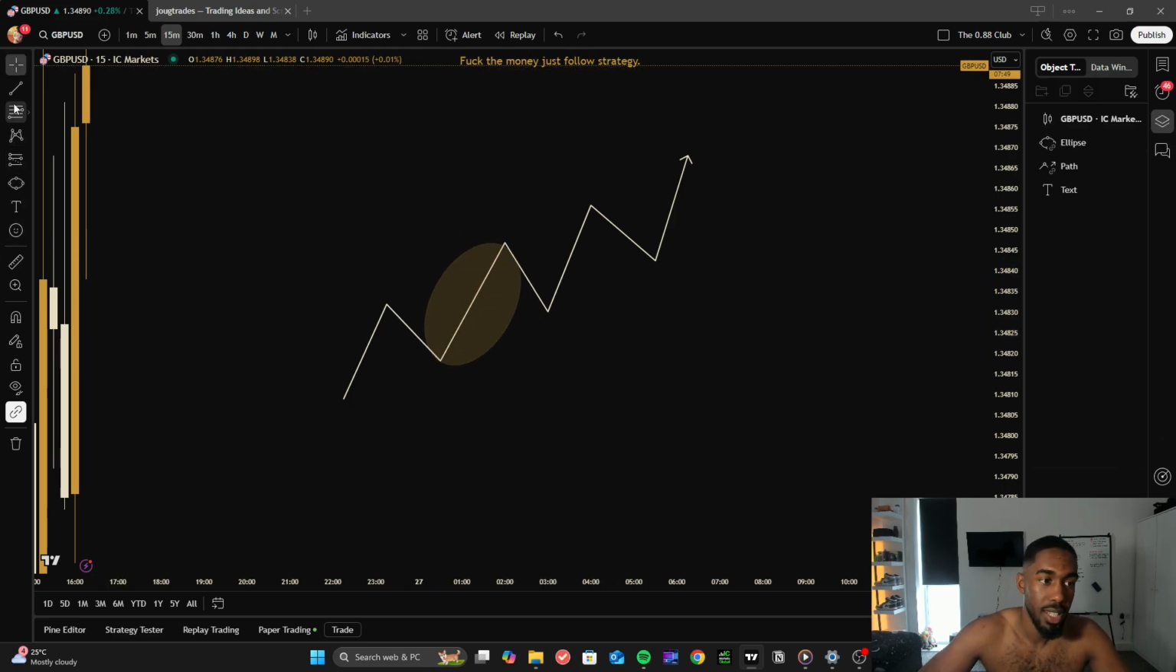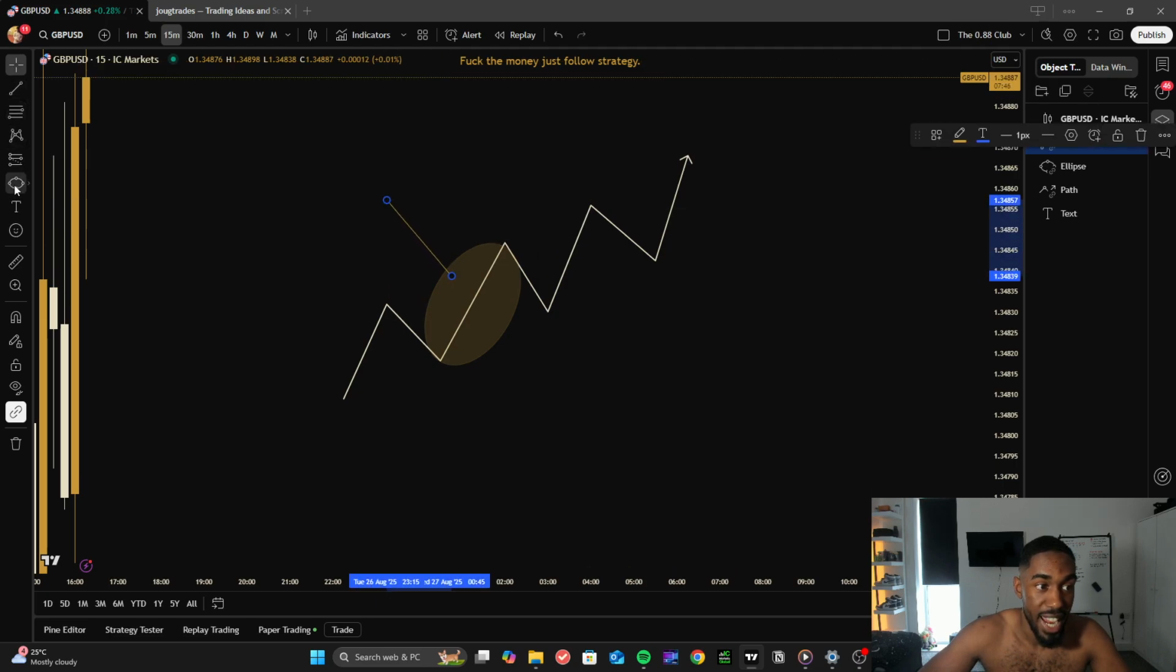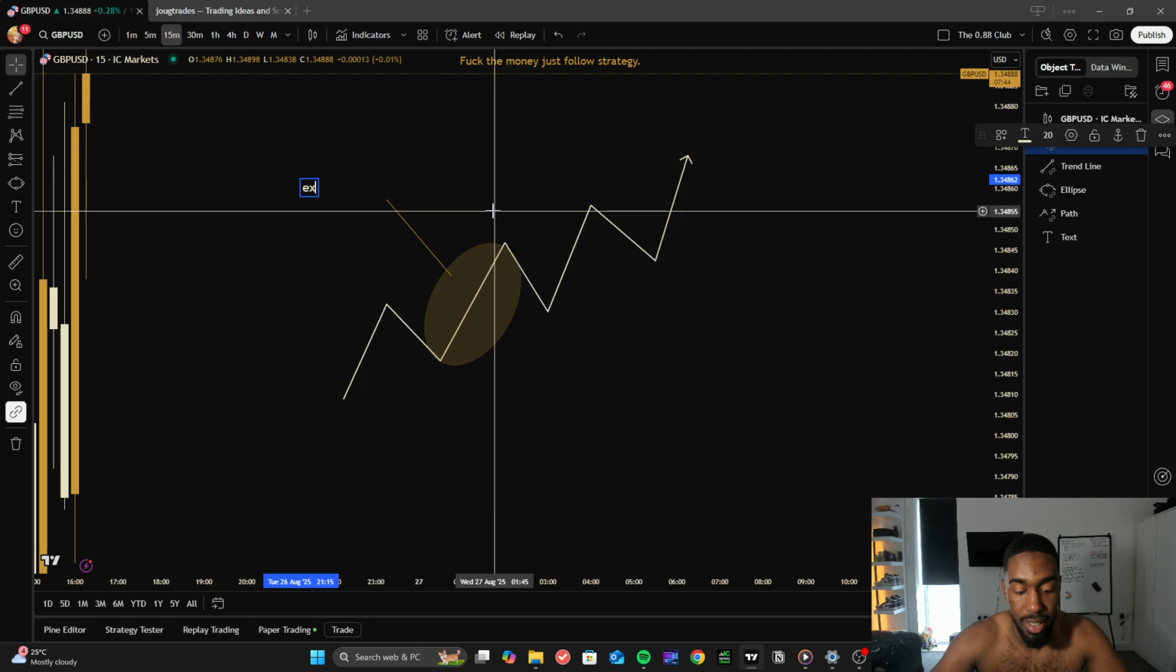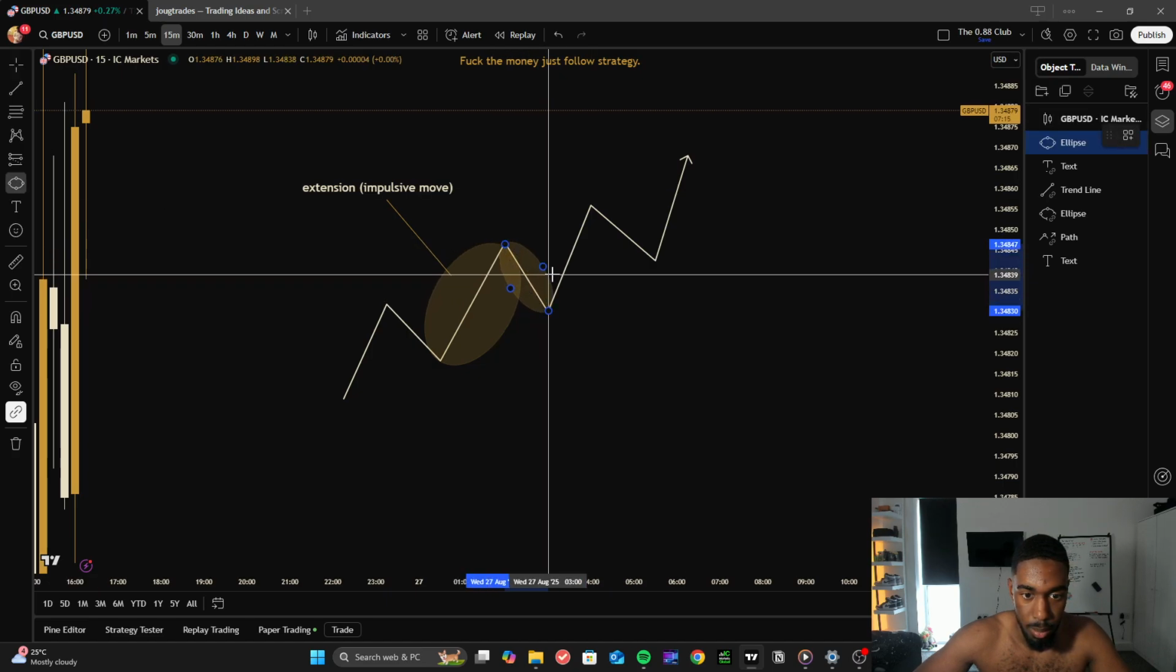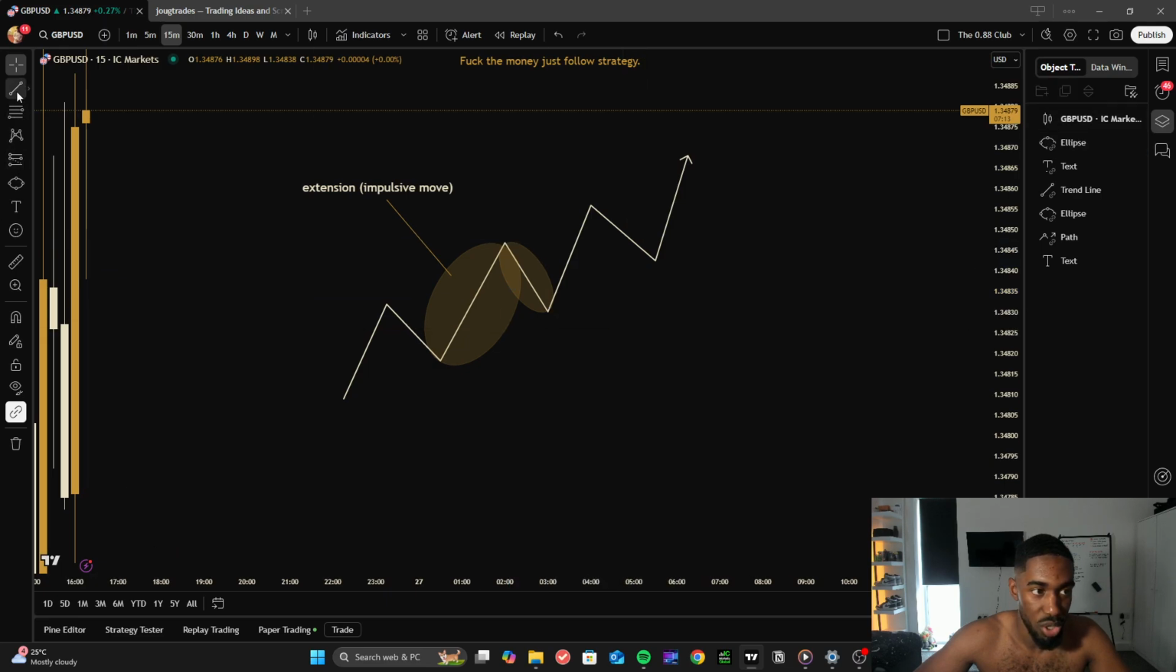So I will label it out with a circle for fancy purposes. Boom. This is called an extension. Why? Because we are extending. Wow. Also known as, for the fancy term, impulsive move. No one uses this word though. We always say extension. But just so you know, impulsive move. And then this movement downwards is called a retracement.